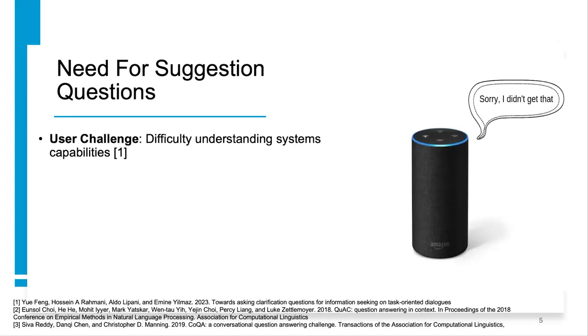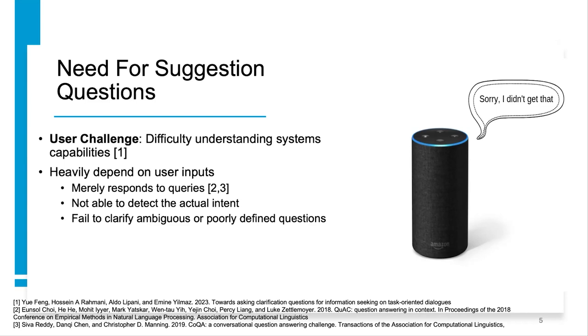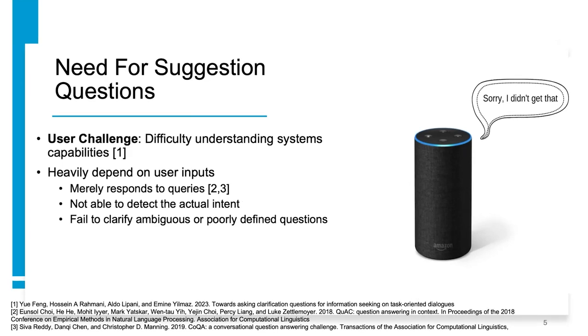Users often find it difficult to understand the full scope of the system's capabilities. Most RAG-based conversational systems simply respond to user queries. So a user has to pass a well-defined query. But if the user accidentally passes an underspecified or ambiguous query, agents are not able to detect the actual intent of the user and end up saying sorry or giving the wrong answer, which the users are tired of hearing.